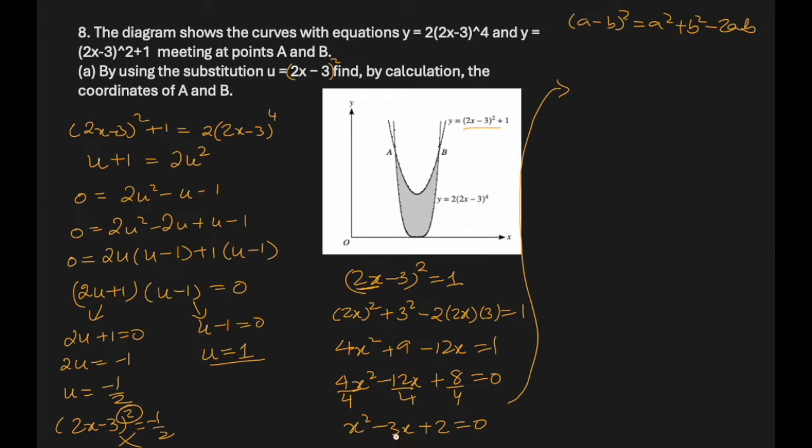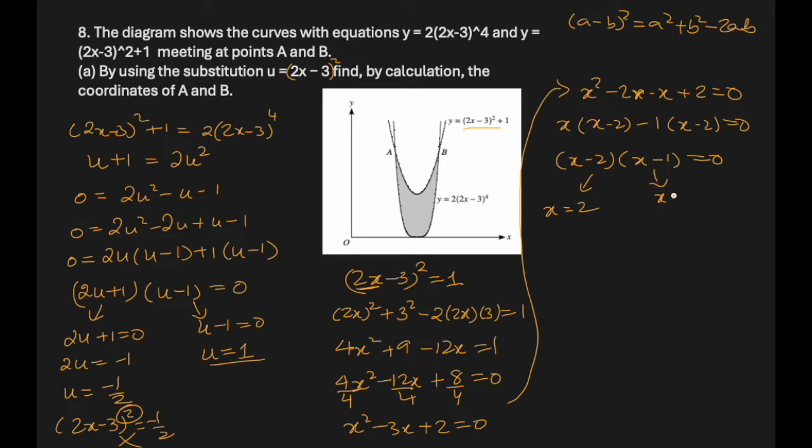How can I break this? Yes, I can. x² − 2x − x + 2. This is what I can write this as. x is common here: x(x − 2) − 1(x − 2) equal to 0. So what do I get? x − 2 is common in both. Remaining is x − 1. So this gives us x equal to 2. This gives us x equal to 1.